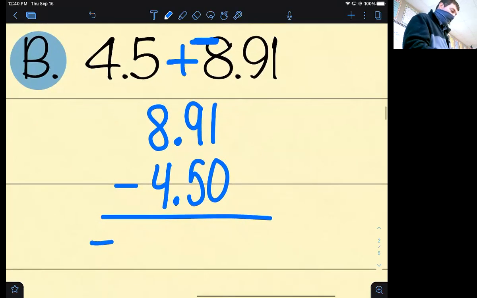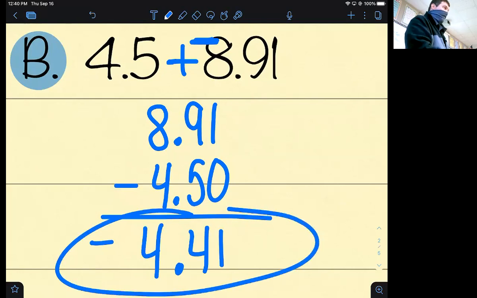Somebody tell me what 1 minus 0 is. 1. 9 minus 5? 4. Decimal point. 8 minus 4? Yep. Negative 4.41. That one a little bit better.